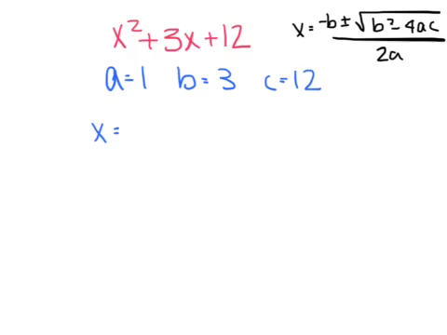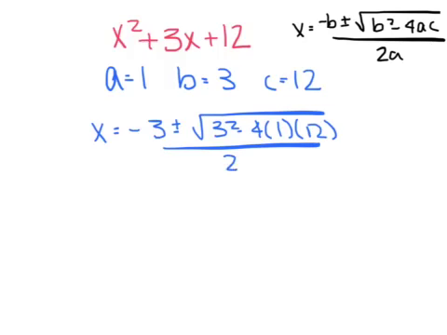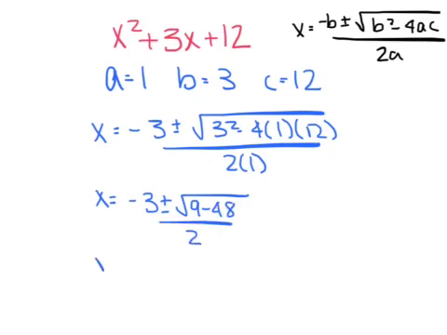x equals negative b plus or minus square root b squared minus 4ac all over 2a. So when you simplify this the whole way, we get negative 3 plus or minus the square root of negative 39 over 2. So our discriminant here is negative 39.